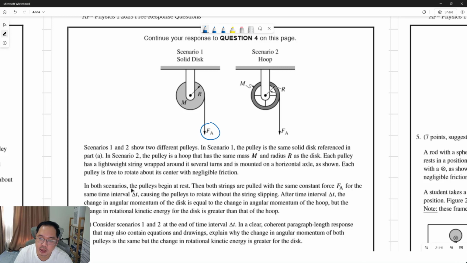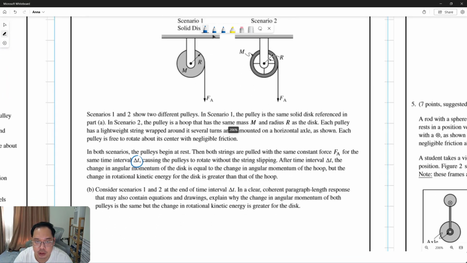Those forces Fa here on the left and the right are the same, represented by the two arrows, two vectors with the same length. It is very important to note that they are the same in magnitude, and the time that they act on both objects is also the same. After the time interval delta t, the change in angular momentum of the disk is equal to the change in angular momentum of the hoop, but the change in rotational kinetic energy for the disk is greater than that of the hoop.